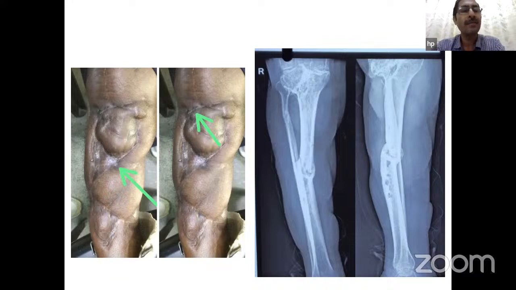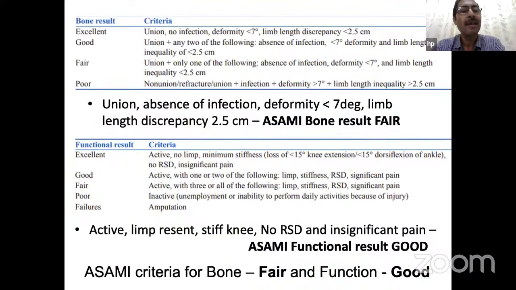According to Asami, if we see the bone results, the bone has united. The sign of infection in the femur was not there. Deformity was less than 7 degrees, and limb length discrepancy was around 1 inch. So the bone results were fair, while the functional results were good, because the patient was active with the limb. He had a stiff knee, but no RSD and no significant pain.